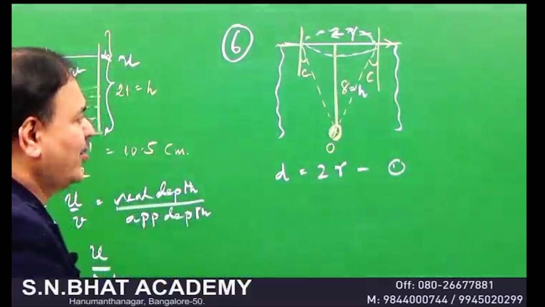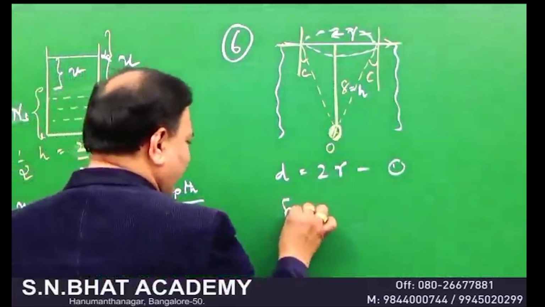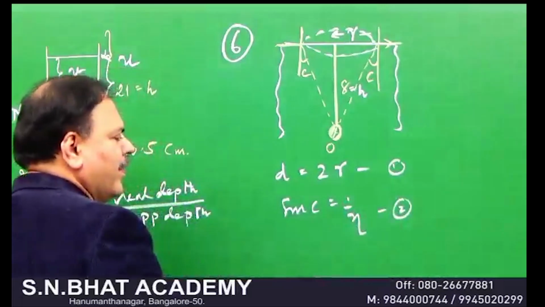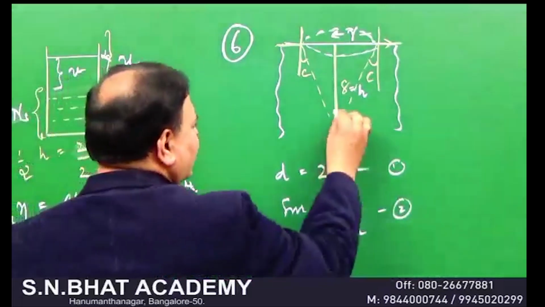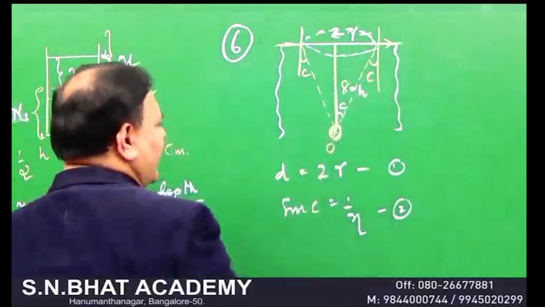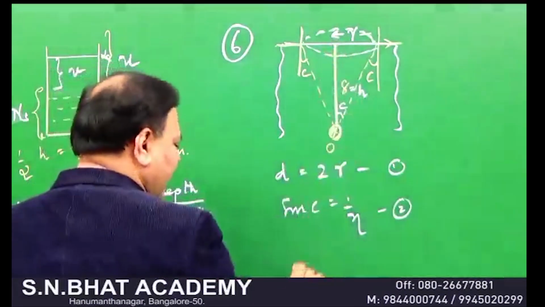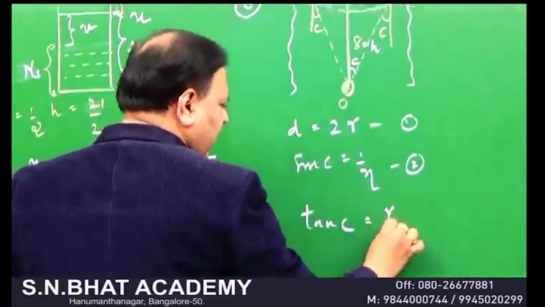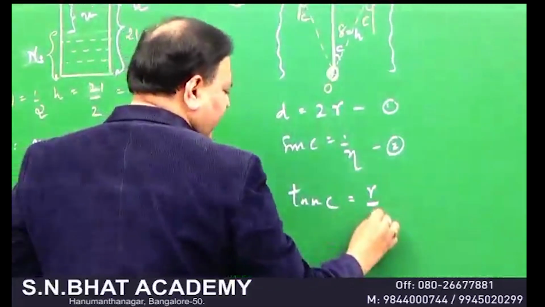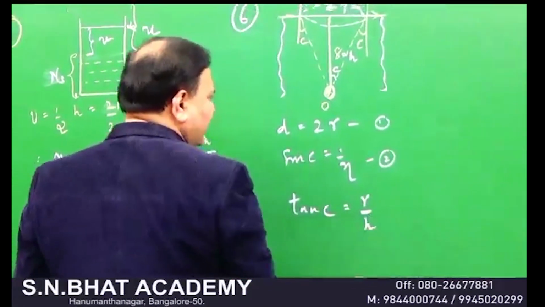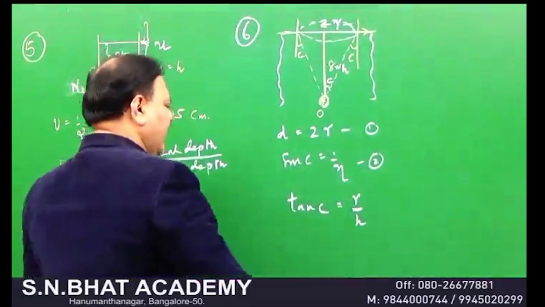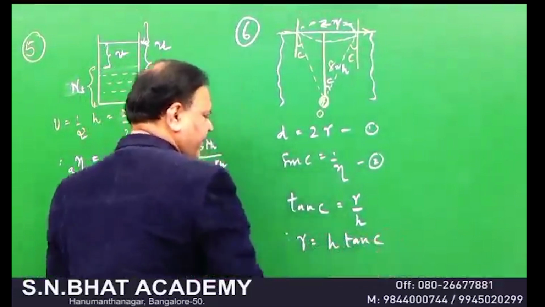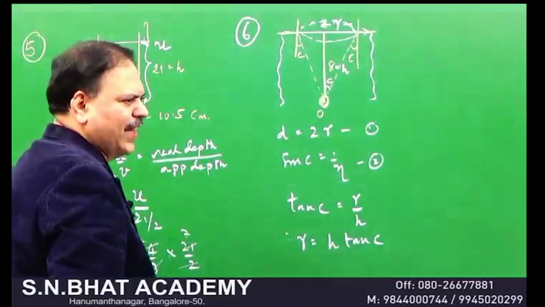But the formula you are going to use here, you know that sin c is equal to 1 by n. Equation number 2. And this is an alternate angle compared to this. Now you take tan of c. If you take tan of c here, opposite side is equal to r, and adjacent side is equal to h, which we call 8 centimeter. Therefore, your r is equal to h into tan of c.